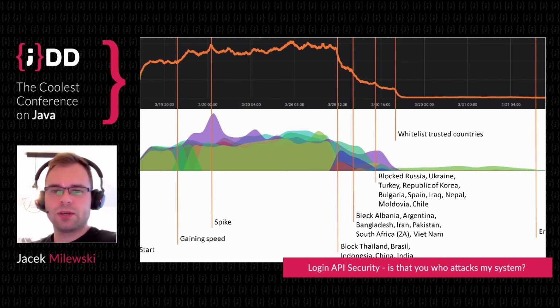We started to block them. We started to block yet another countries. And at some point, we noticed that it doesn't make sense. Instead of blocking, we just whitelisted countries that we know that we want to allow traffic from. There was still traffic coming from those whitelisted countries up until then, when the attack ended.